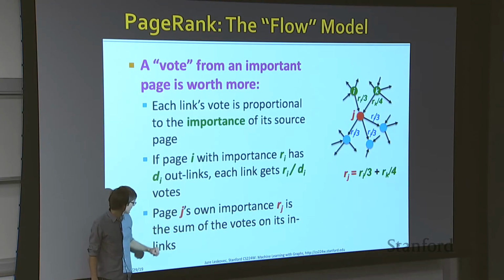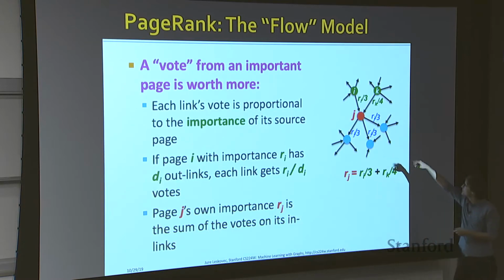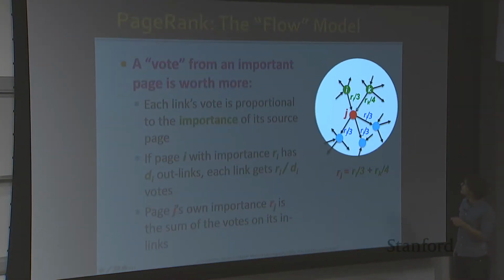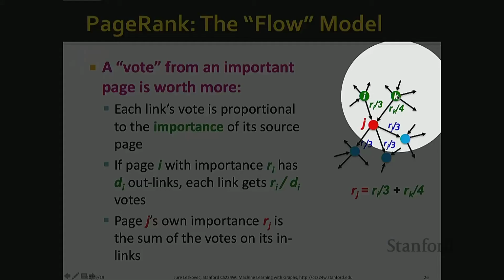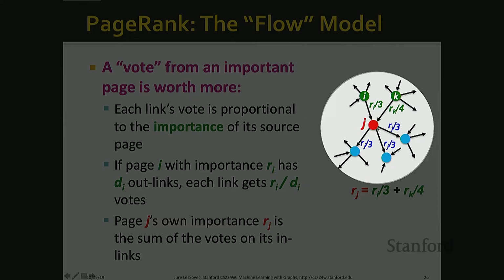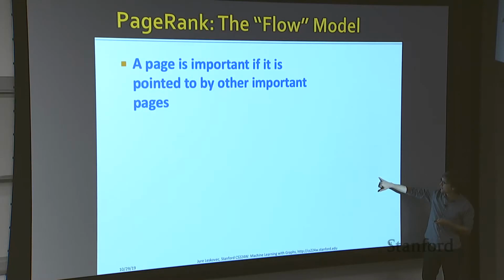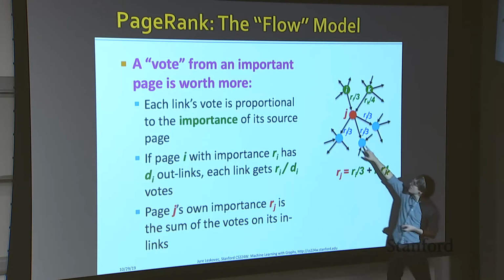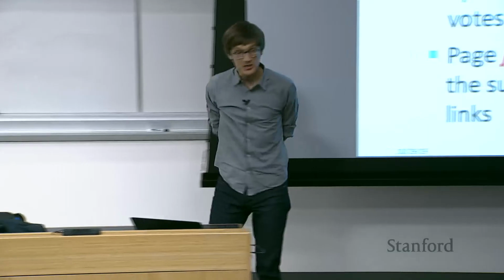And page j's own importance is simply the sum of the votes on its inlinks. To show you here, this node j will take 1/3 of the importance from node i. Why 1/3? Because i has 3 outlinks. It will get 1/4 of the importance of k because k has 4 outlinks, and it will sum that up, and that's j's own importance. Then it will take its own importance and split it 3 ways to each of the 3 blue outgoing neighbors. So the importance of j is 1/3 of the importance of i plus 1/4 of the importance of k, and then these guys will each get 1/3 of j's importance.